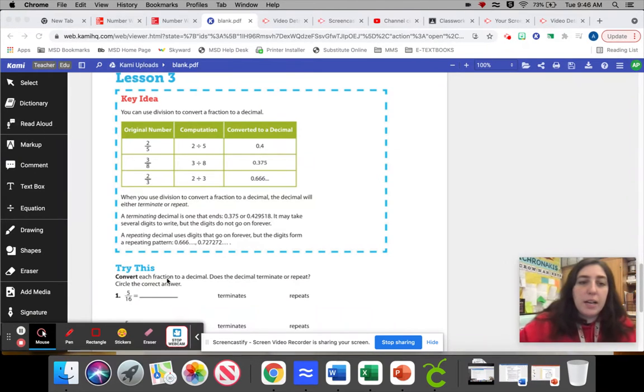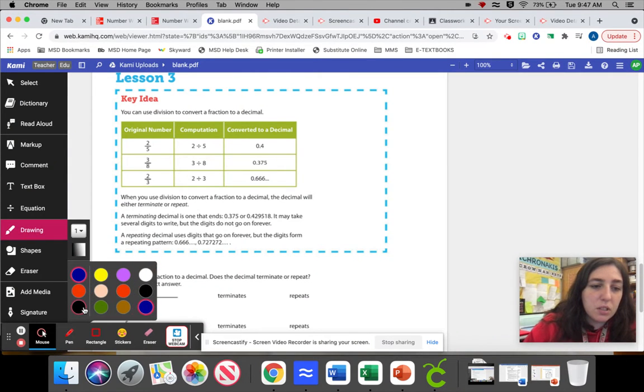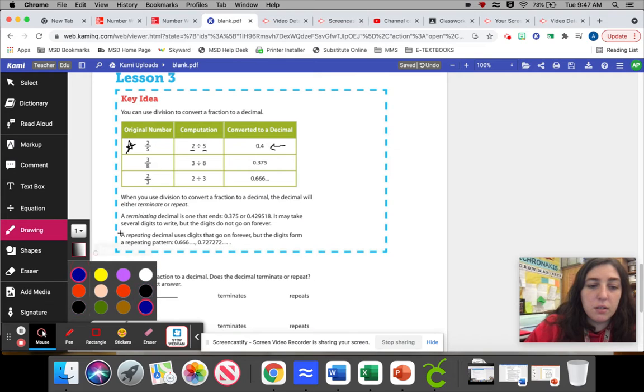All right. So what this table is trying to show us is that when we have a fraction, I'll get my drawing tool out. When we have a fraction like 2/5 right here, we can convert this to a decimal shown here by using division. So in our calculator, we would do 2 divided by 5, and we would get 0.4. Notice that the 2 is the numerator in our fraction, and the 5 is the denominator in our fraction.